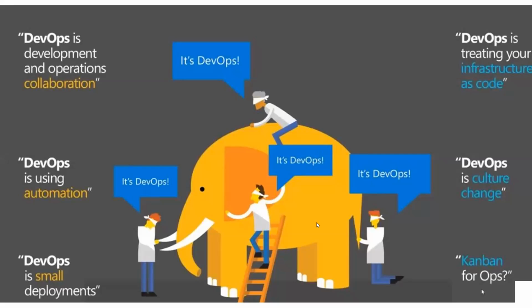Okay, so let's say, come here. Again, the story of the blind man and the elephant: some people refer to DevOps as a culture change. Some people refer to it as infrastructure as code. It's operations and collaboration, it's automation, it's deployment. It is a combination of everything.